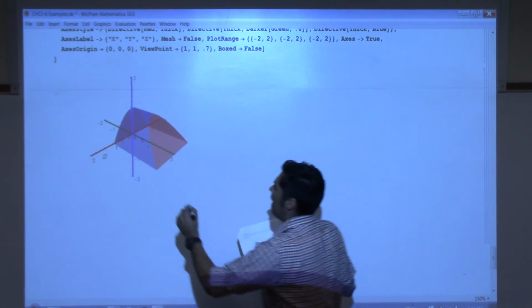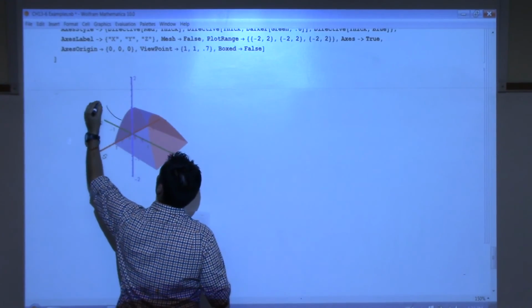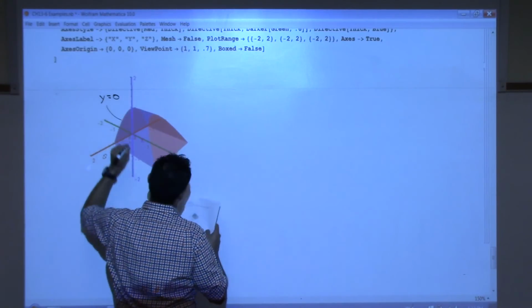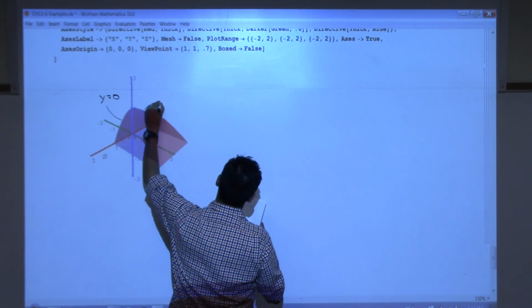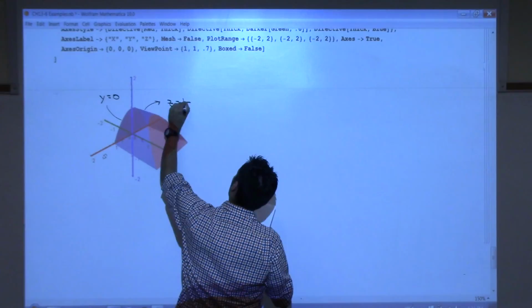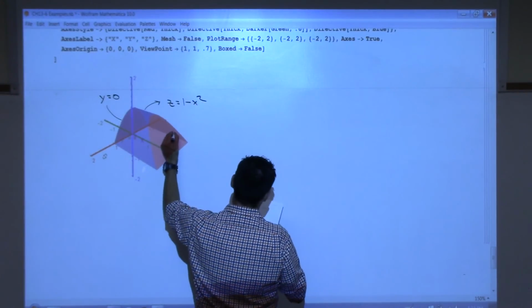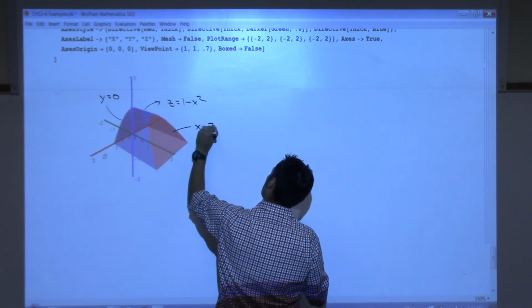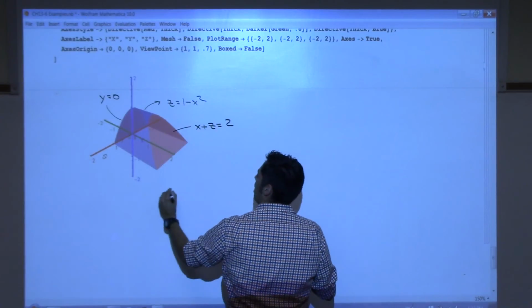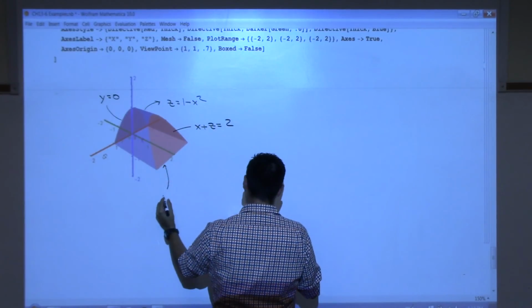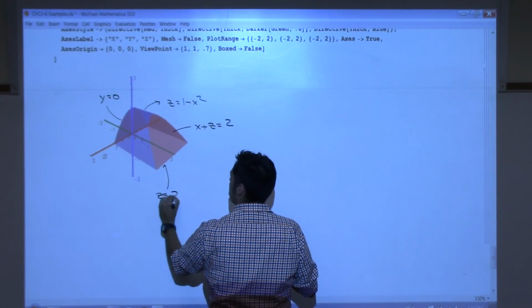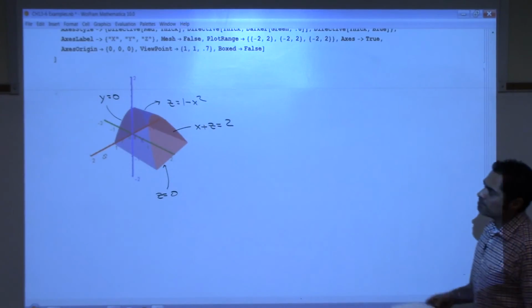So I told you the back side of this, y is 0. This right here, z equals 1 minus x squared. This right here, x plus z equals 2. And then, of course, the bottom of this, z equals 0, which means it's flat on the ground.